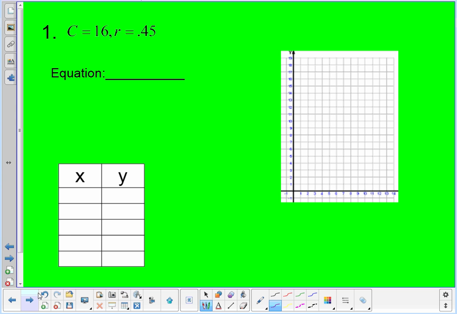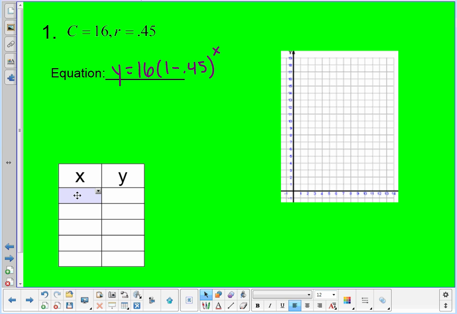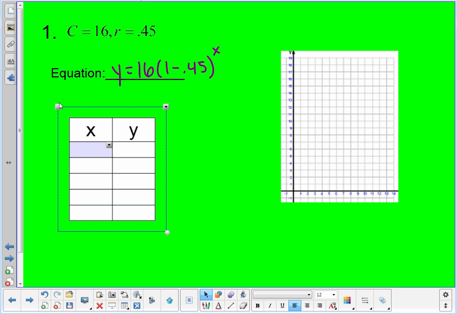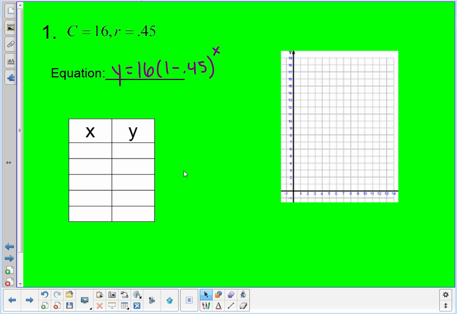In number 1, I have C is equal to 16 and R is equal to 0.45. So if I write out a decay equation here, it looks like y equals 16 times 1 minus 0.45, all raised to the x power. Then I would want to type these things in and give myself a table of values. I always use the same x values, -2, -1, 0, 1, 2, 3. And yes, I need to add a little row on mine. Yours has enough, but I'm going to add a row.